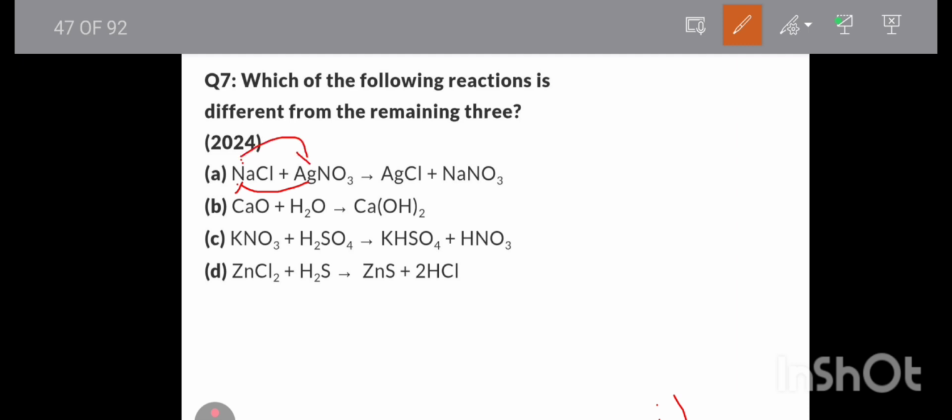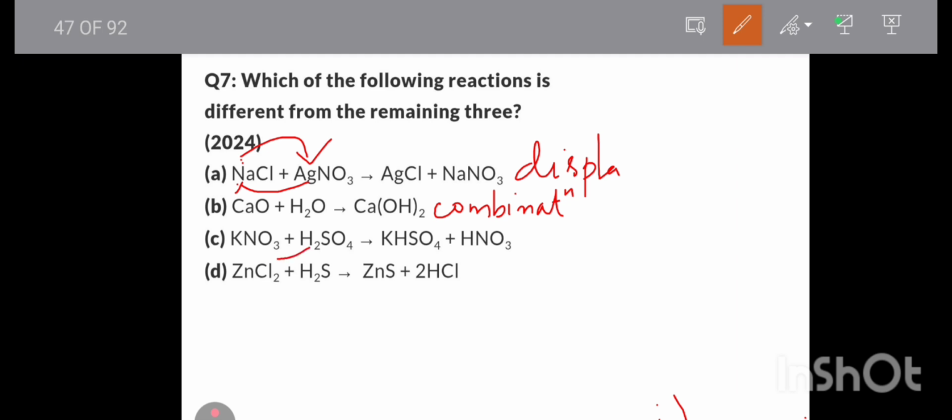That is, exchange of ions is taking place, right? So this reaction can be called a displacement reaction. Here you just see calcium oxide is reacting with water. We have seen this is an example of a combination reaction, right? Combination reaction.